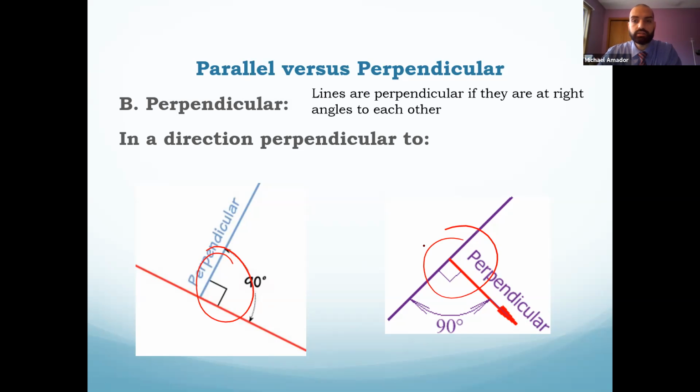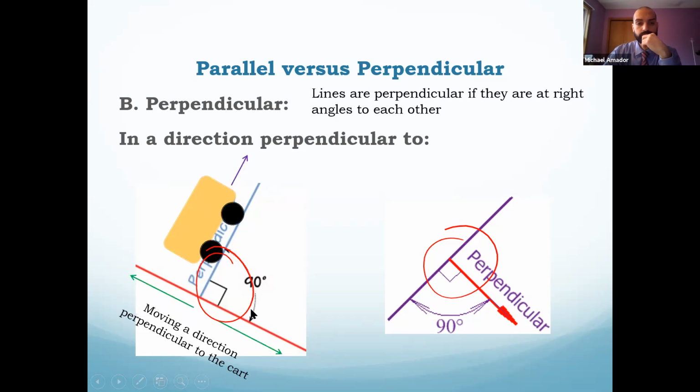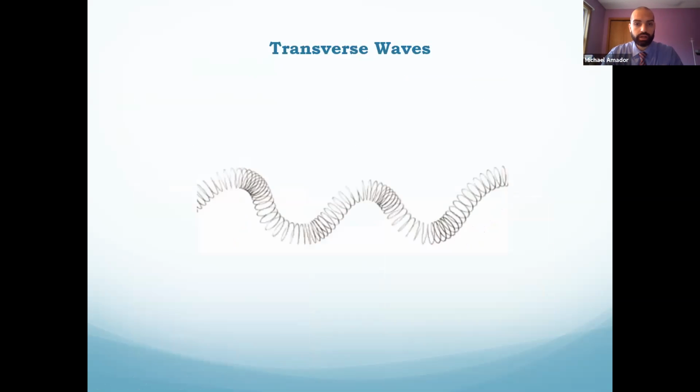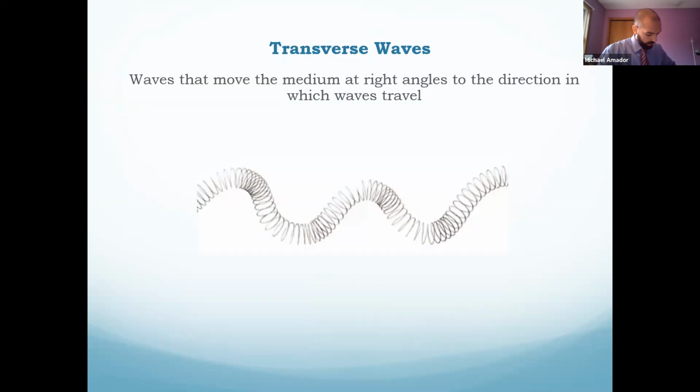Perpendicular lines are lines that are at right, 90-degree angles to each other. So when we talk later today about waves that vibrate perpendicular, you can imagine here that, let's say the car is moving in the direction that the wave is moving, right? The energy is moving in a direction. So that's the car. The perpendicular direction would be that red line, 90 degrees away from it. All right, so transverse waves.